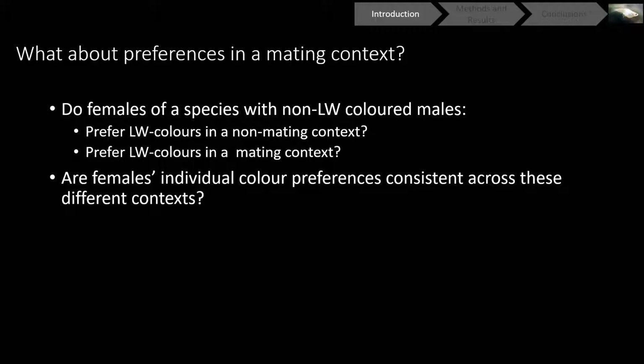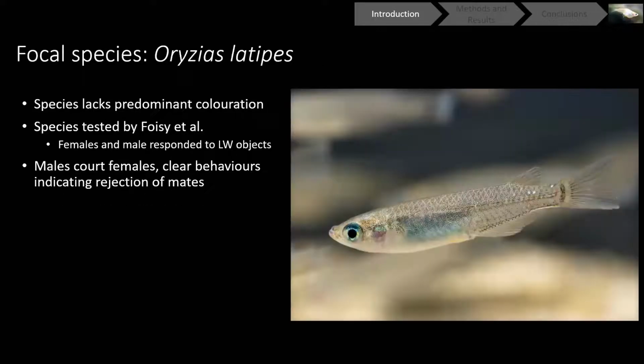Additionally, because I was testing preferences in these two different contexts, I was then able to ask if females individually have consistencies in their preferences between these two different contexts. To test this, I looked at Oryzias latipes, or the Japanese medaka. This is a species, as you can see from this figure, that naturally lacks any predominant coloration. Most importantly, it lacks any long wavelength coloration.